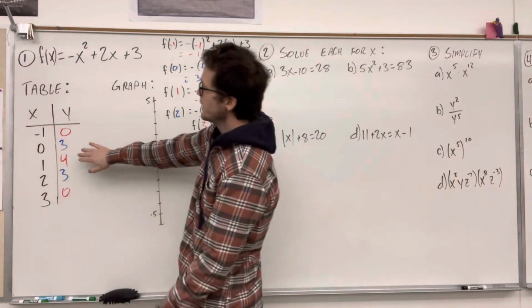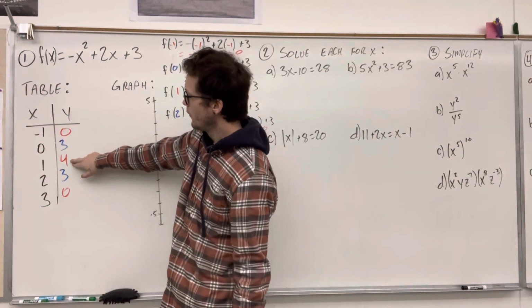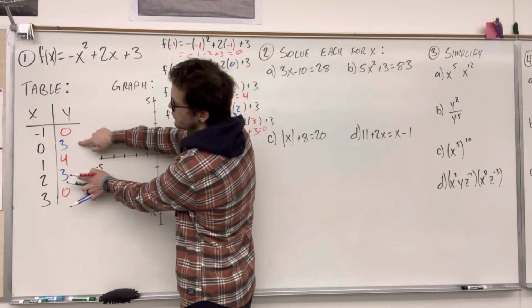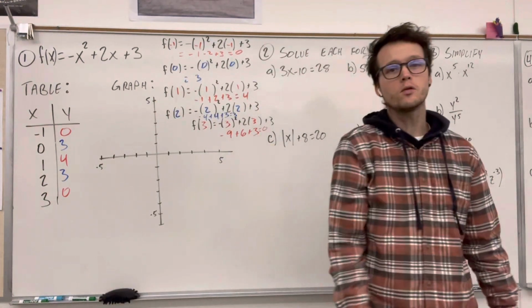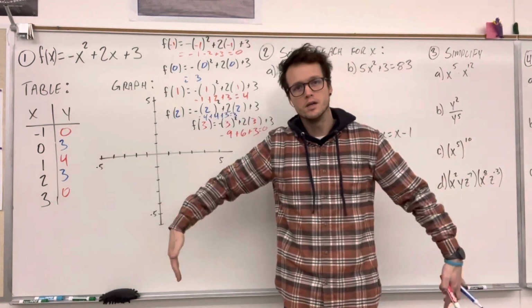Neato. Notice how it's symmetric. Right here in the middle, we have a 4, and then as it grows out, the blue numbers match, and then as it grows out, the next red numbers match. That'll always happen with a quadratic. That's how we get that parabola shape.